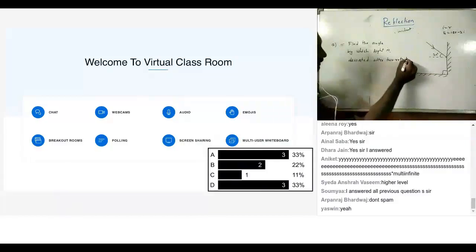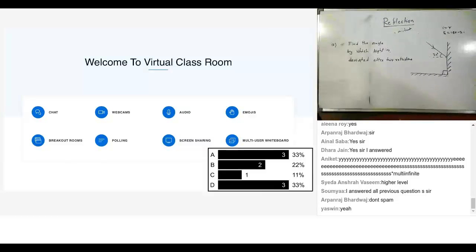Light is deviated after two reflections. Sir, I think this is a higher question, so can we have a poll round for this? I'm sorry, I'm not able to hear. Arya, can you? Yeah, just a second. Who is saying, Arya or Arpan? Sir, I am saying that as this is a higher level question, can we have a poll round for this?